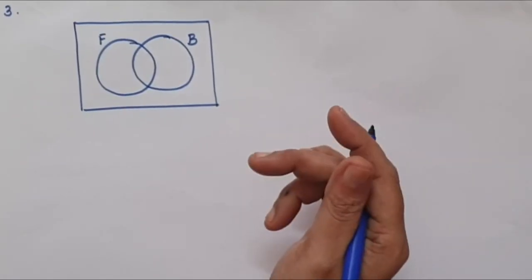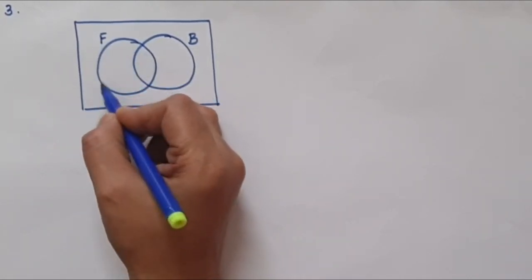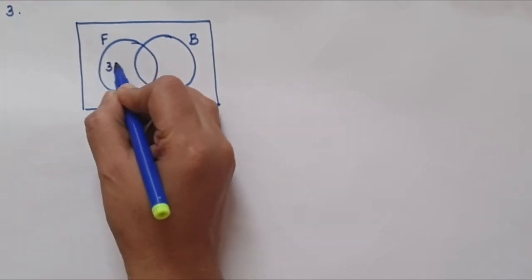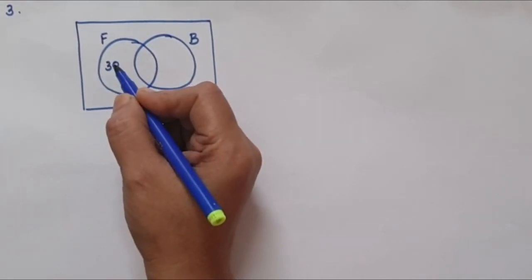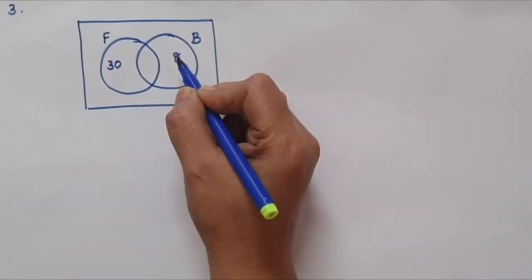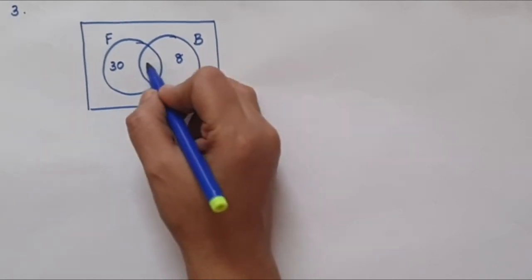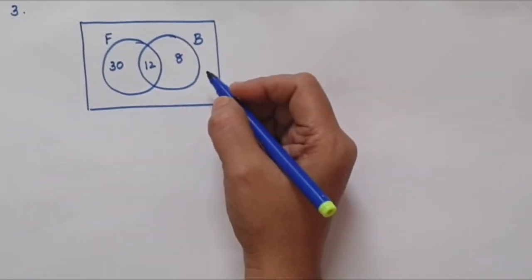Now this Venn diagram is given to us. We have to fill in the values. Only football, so only football is this part. Here we write 30. Then the next one, only basketball is 8. So we write 8 over here. Both football and basketball, that will be 12 over here. Neither, we write 10 over here.